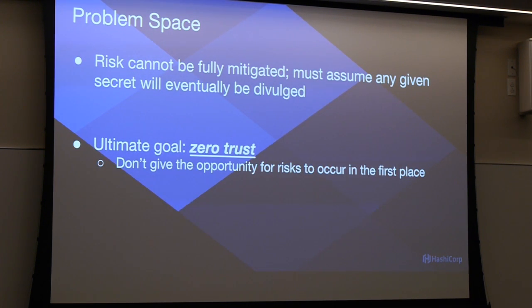Okay, risk cannot be fully mitigated. We just have to remember that, and we have to assume that any given secret can eventually be divulged given enough time. The ultimate goal is zero trust, which is basically, don't give the opportunity for risks to come in the first place, right? If you have a zero trust model, it means you assume that ideally there's nothing in that circle of trust and everything's ephemeral. You can't really get there, but you can strive towards that goal.